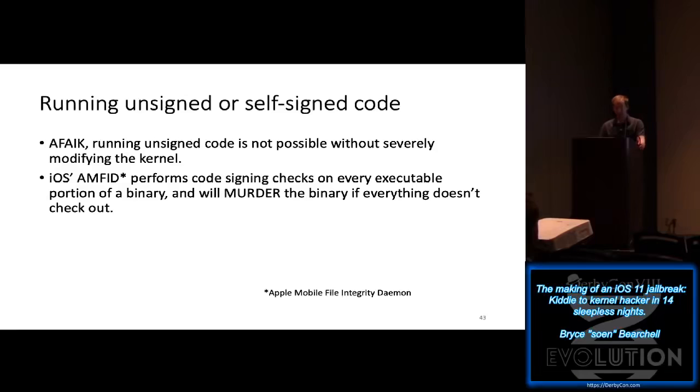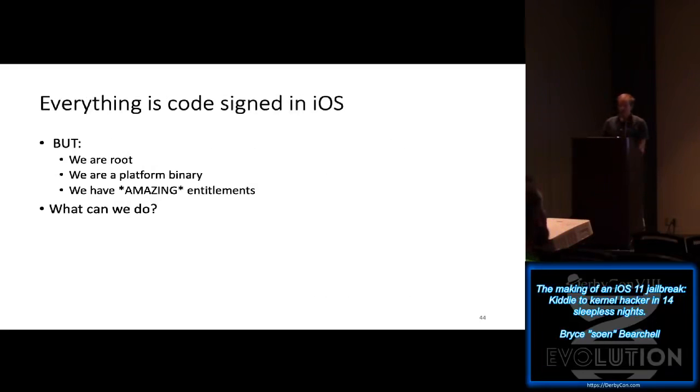Running unsigned code is not possible, kind of. So this AMFI daemon will check every single executable, and if it doesn't properly have the signatures in place, and then the certificate chain in another section of the binary, it just kills it. It's like, nope, you're not on the system. But, I mean, we are root-ish. We are a platform binary. We now have Apple privileges, and we have these super awesome entitlements. We are entitled to do pretty much anything on the system.